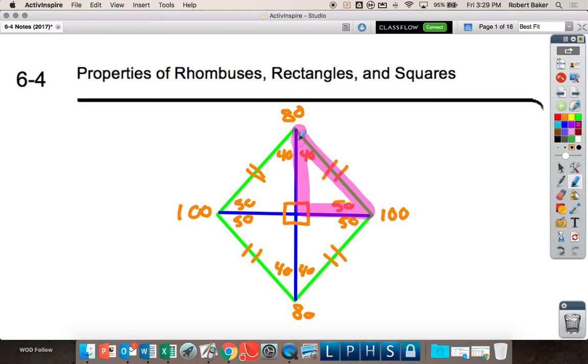Okay, let's try something else. What about this triangle right here? 50 plus 50 plus 80 is 180. Now let's talk about this triangle specifically here for a second.